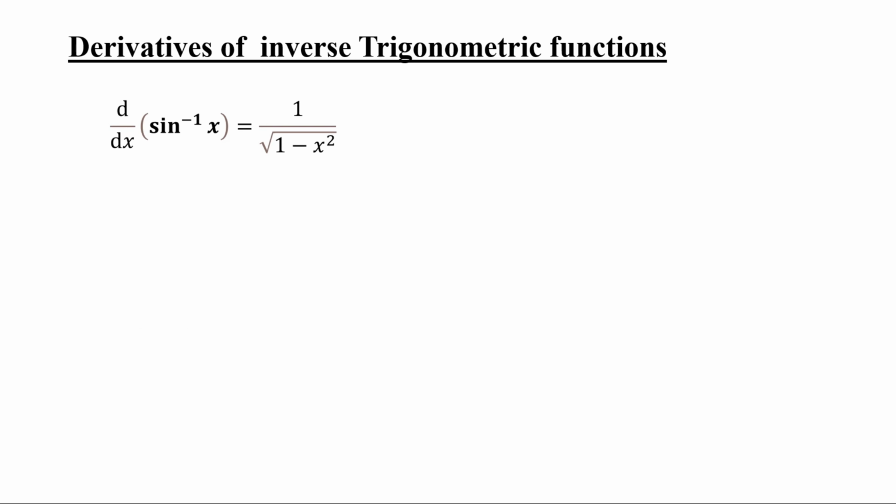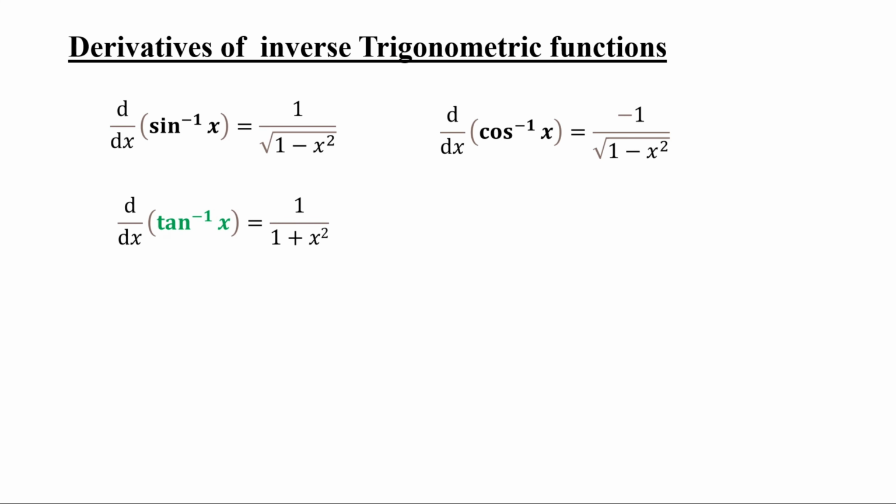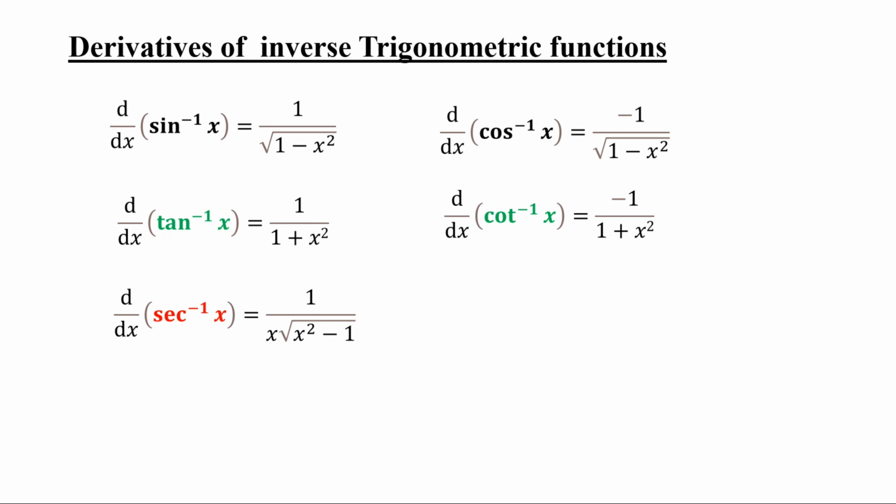Derivatives of inverse trigonometric functions. There's a separate video on this. If you want, you can watch that as well. Sin inverse x is 1 by root of 1 minus x squared. Cos inverse x is the same thing with the minus sign. Tan inverse x is 1 over 1 plus x squared. Cot inverse x is the same as tan inverse x with the minus sign. Secant inverse x is 1 by x times square root of x squared minus 1. Cosecant inverse x is the same as secant inverse x with a minus sign. So again, if you see here, c, c, c: all the functions starting with c have a negative sign.